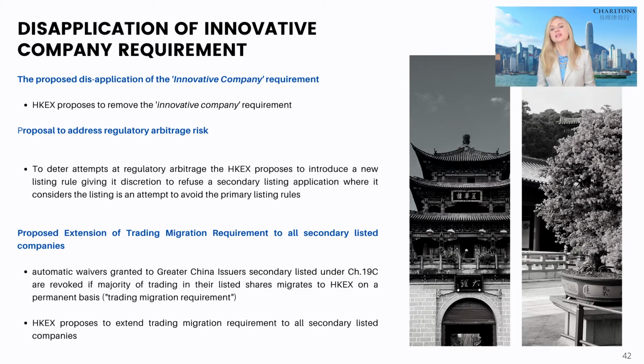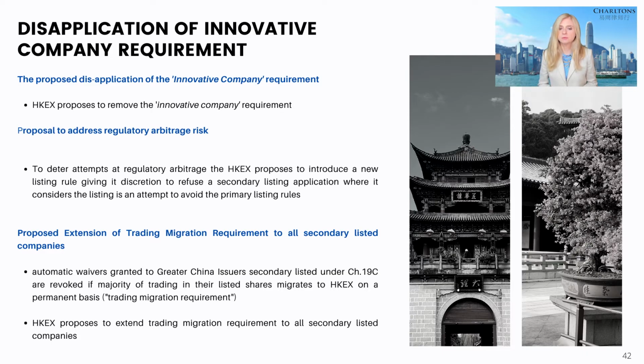The Hong Kong Exchange identified in the consultation paper certain risks associated with secondary listings, where the aim is to attempt to circumvent certain listing rules that apply to primary listings. To deter attempts at regulatory arbitrage, the Hong Kong Exchange proposes to introduce a listing rule giving the Hong Kong Exchange a discretion to reject a secondary listing application if it considers that the listing is an attempt to avoid the listing rules applicable to a primary listing.